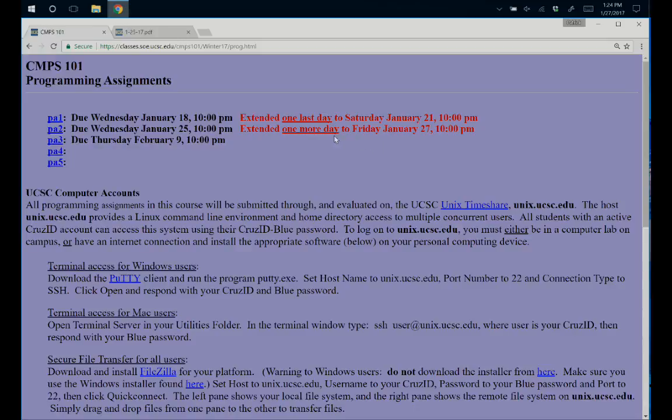PA2 was extended a second time, due tonight at 10 p.m., which means with the 12-hour grace period, it closes at 10 a.m. tomorrow morning. Is that going to be enough? Okay, what's the problem here? Can I answer any questions about it? Go ahead.